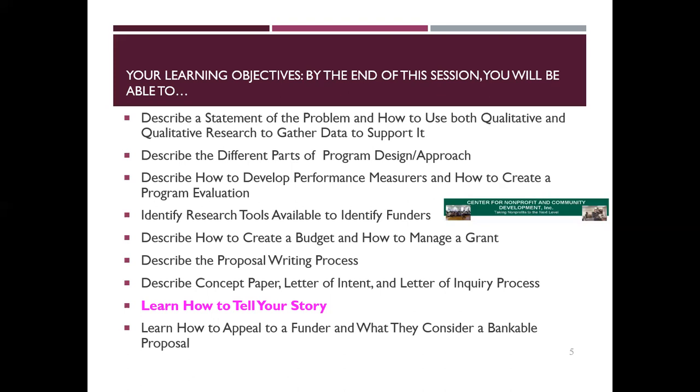We also talk about what's the proposal process? What's the process in writing a proposal? Couple that with concept paper, letter of intent, and letter of inquiry. How do you put together these documents and what are they? And then near the end of all this, we talk about how do you tell your story. Then finally, how do you appeal to a funder, and what do they consider a bankable proposal? This workshop addresses all of these different parts, and what you take away from this is a comprehensive understanding, an overview and in-depth look at putting a grant proposal together.